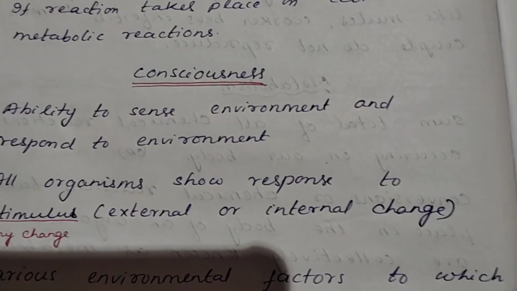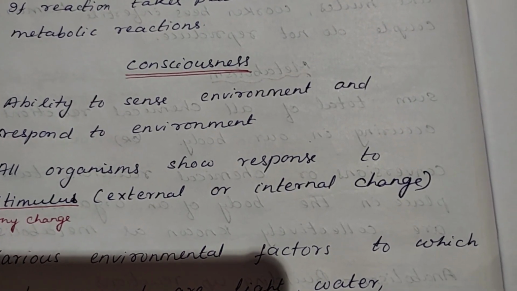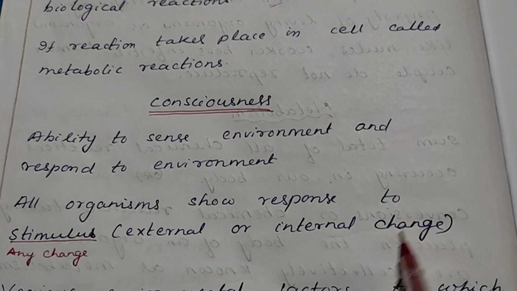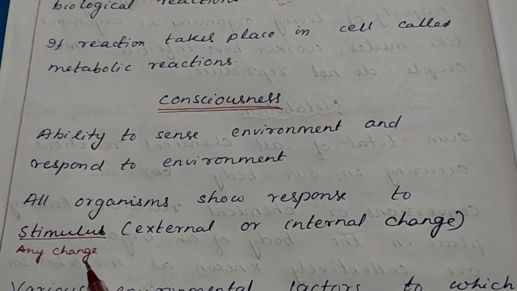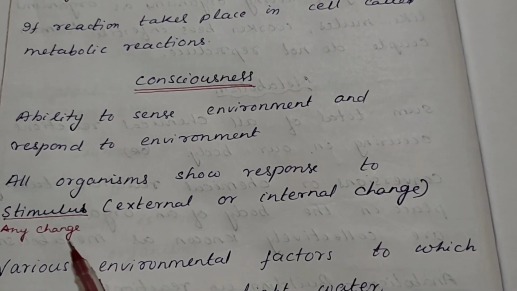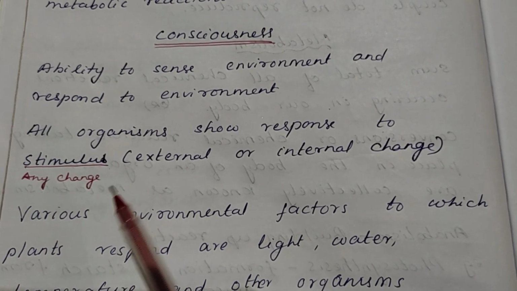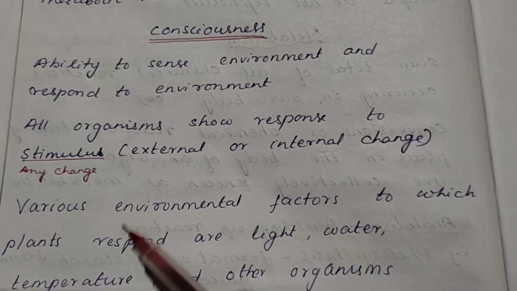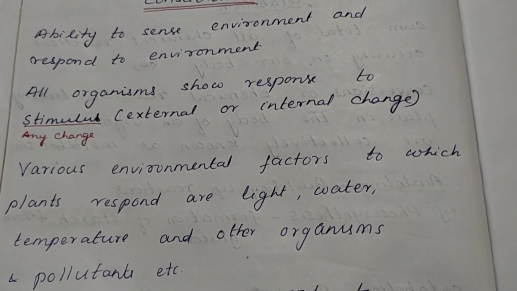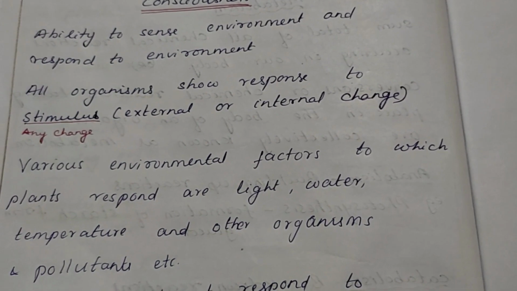Okay, next feature is consciousness. The ability to sense the environment and respond to the environment is called consciousness. All organisms show response to stimulus. What is a stimulus? Any change in the external or internal environment is called a stimulus. If we feel hungry, that is an internal stimulus, because of which we eat food. External stimulus: suppose it is very cold, we wear sweaters. That is an external stimulus. So all living organisms show response to these stimuli.